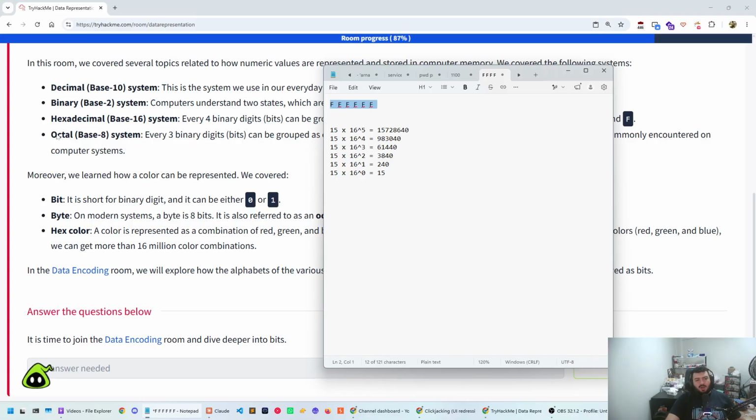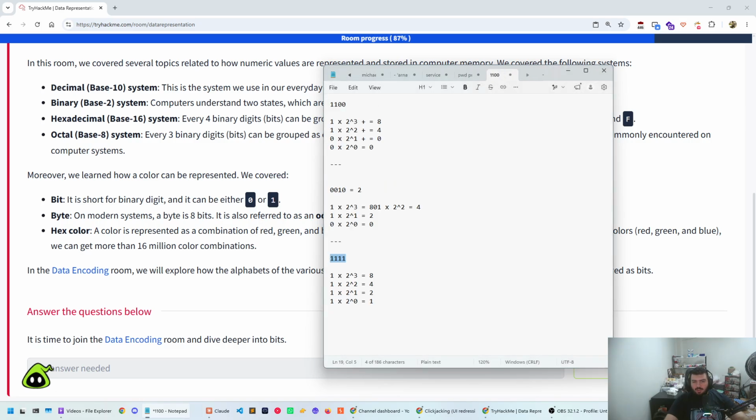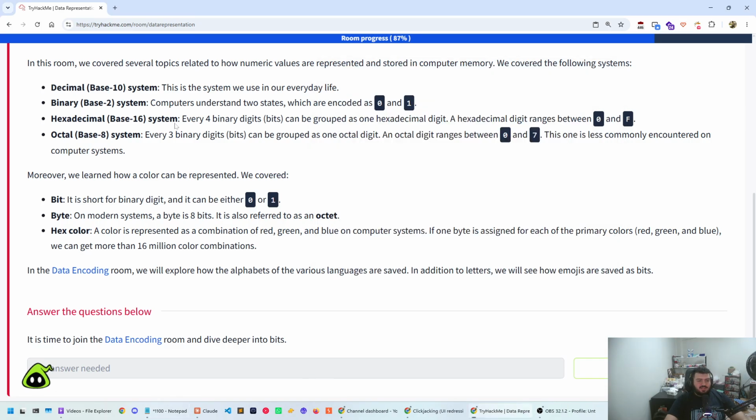Okay. Octal also, I don't think we did any sample on octal, but it is like pretty simple. It is the exact same thing as a binary, but you multiply by 8, and you just have 3 bits together. Okay. So yeah, this is it.